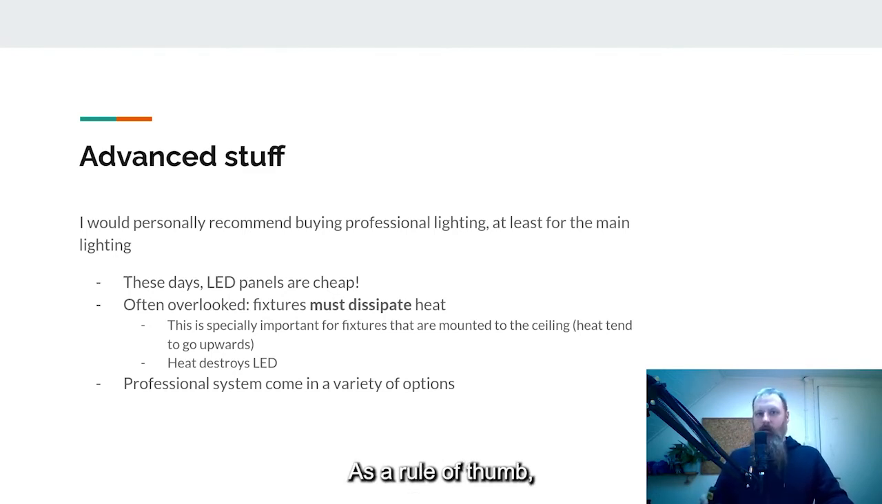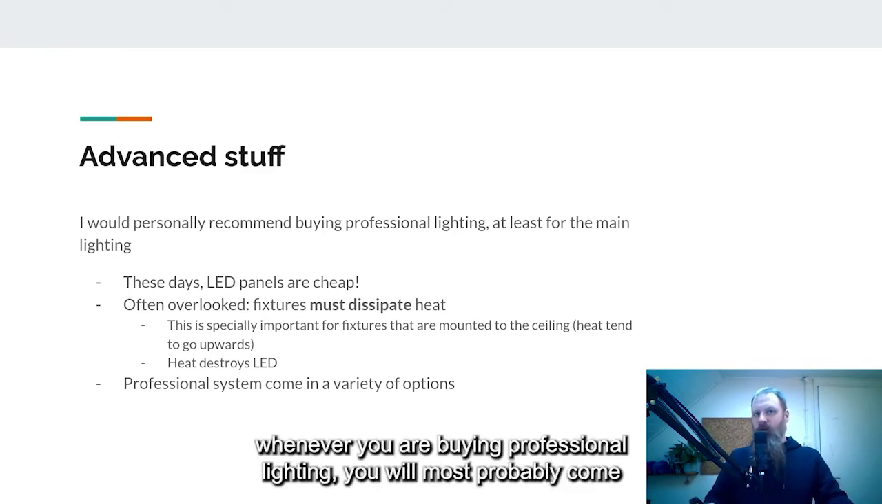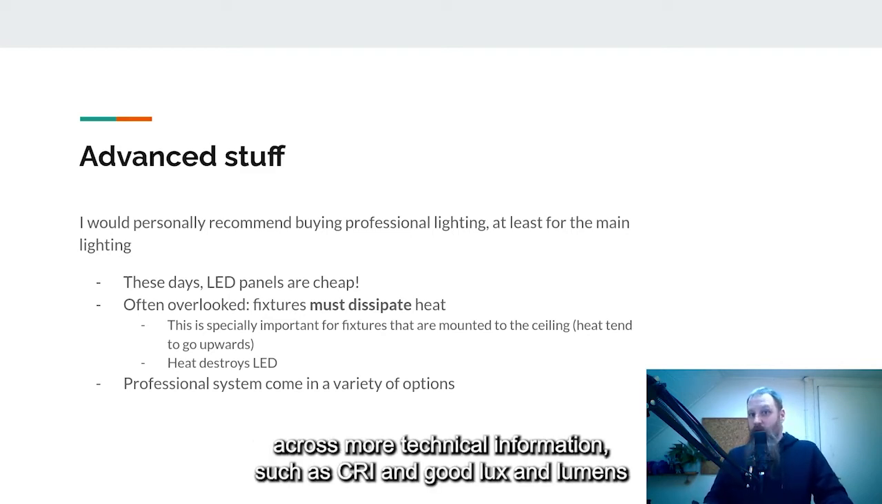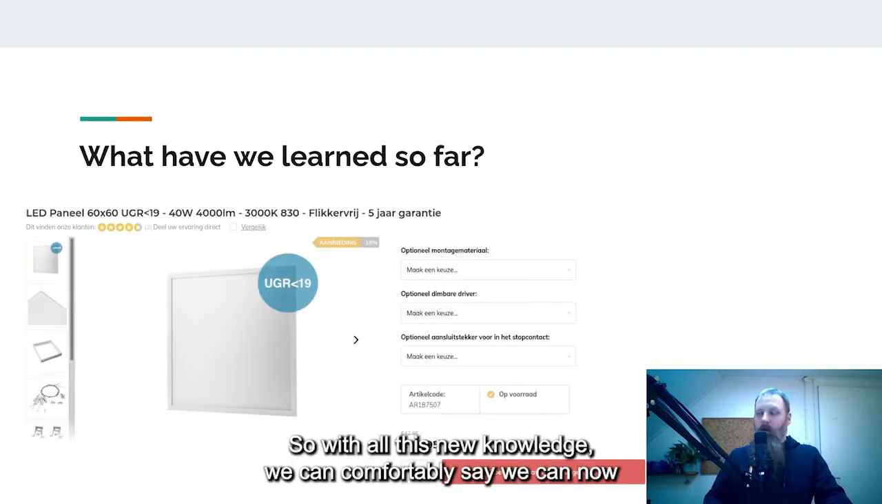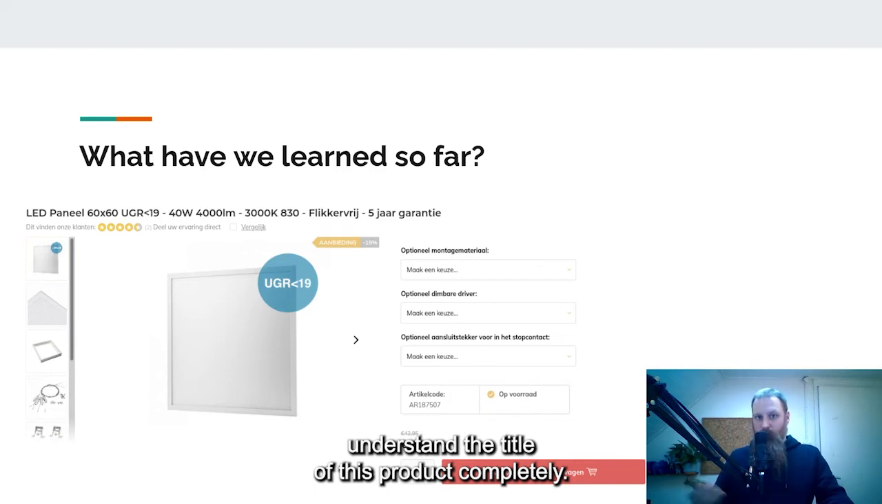As a rule of thumb, whenever you are buying professional lighting, you will most probably come across more technical information, such as CRI and good lux and lumens figures, which you now know how to interpret and read. So with all this new knowledge, we can comfortably say we can now understand the title of this product completely.